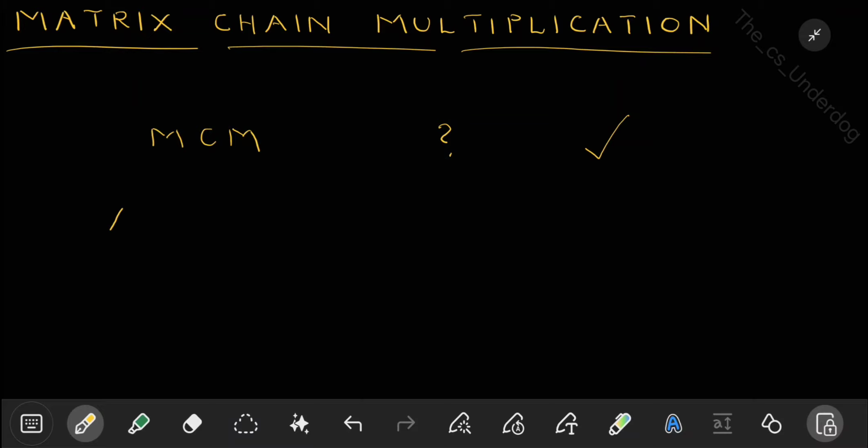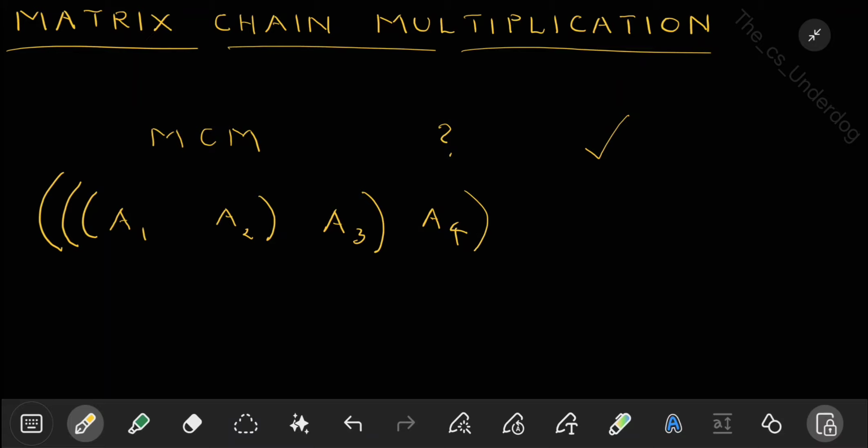If you have matrices A1, A2, A3, A4 and you want to perform multiplication, there can be different orders in which you can multiply these matrices, and depending on the order of parenthesization, the total number of scalar multiplications will differ. One way is to first multiply A1 into A2, then with that result multiply A3, and then with that result multiply A4. This is one way of parenthesizing.